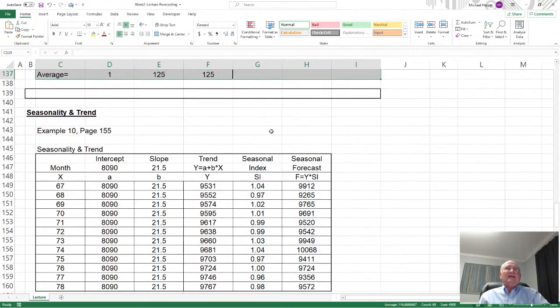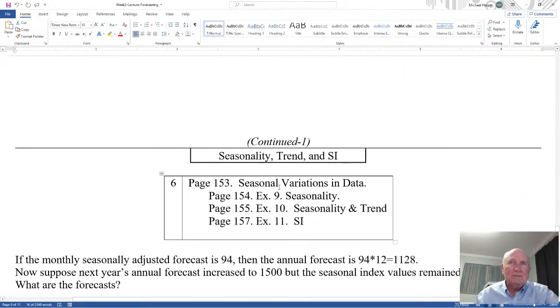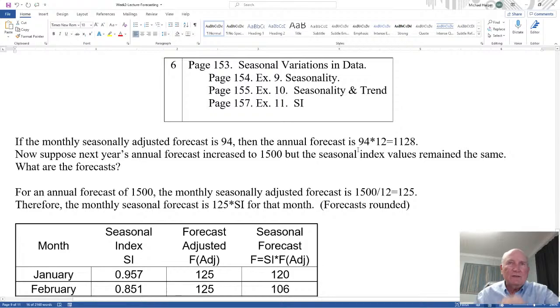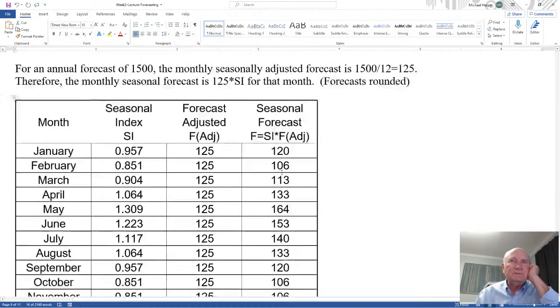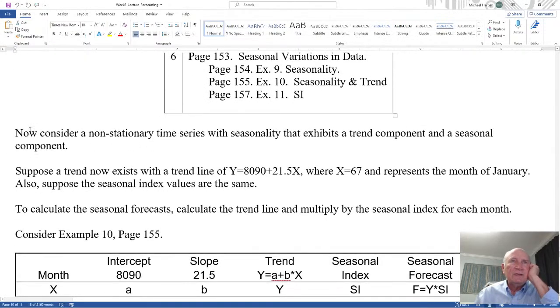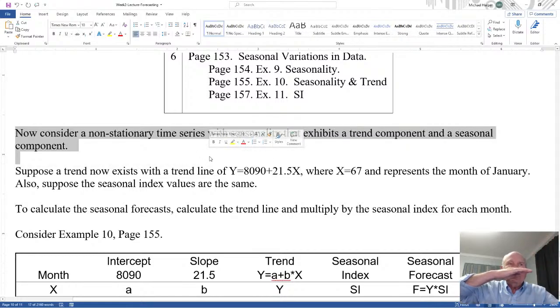Now, finally, seasonality and trend. This is example 10 in the text. Let's come down to example 10. Here's example 10, seasonality and trend. Now, the way they do this, first of all, I did this here. Continue number 2. Now consider a non-stationary time series with seasonality that exhibits a trend component and a seasonal component together. So it's no longer stationary, now it's non-stationary. So I have a trend component and I have a seasonal component.